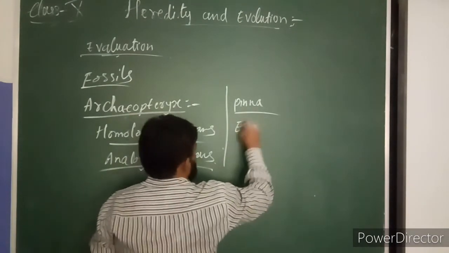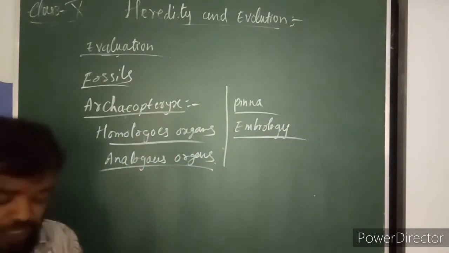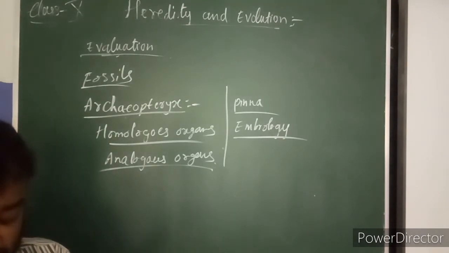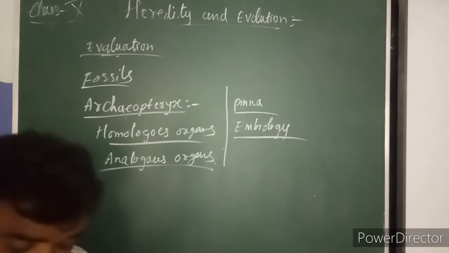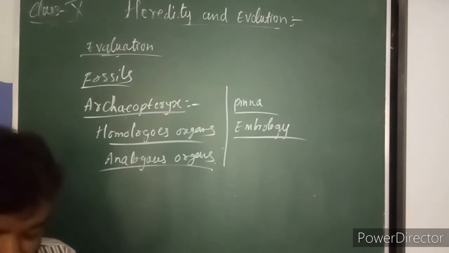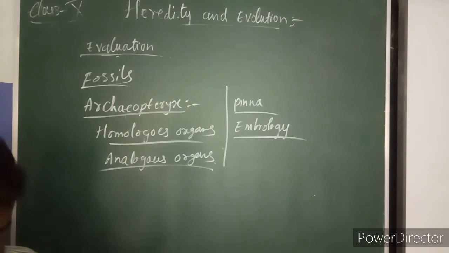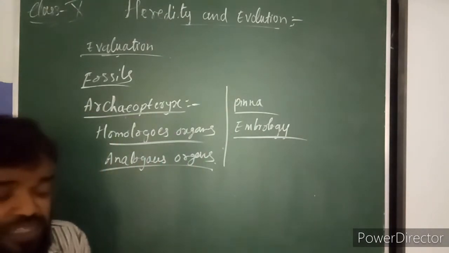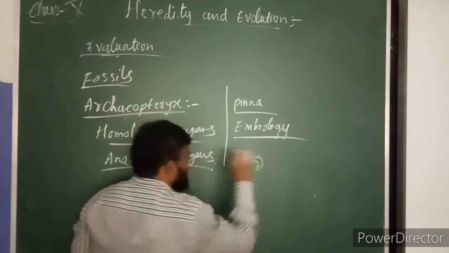Embryology. What do you mean by embryology? It is the study of development of the embryo. This study reveals that the organs of different species have common ancestors. For example, chimpanzee, hen, and lizard: in the first stage they all look the same. When they develop inside the mother's womb, they just look the same, like that.